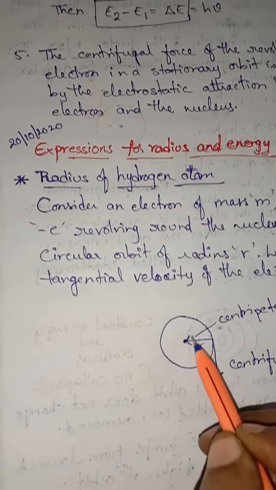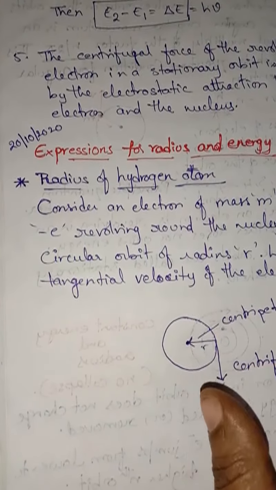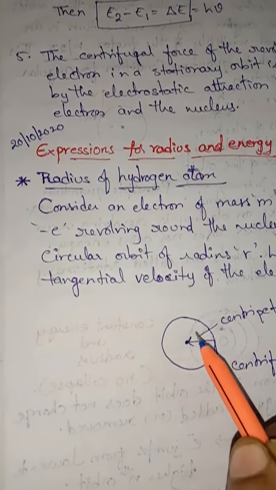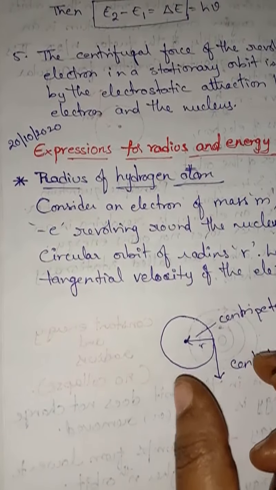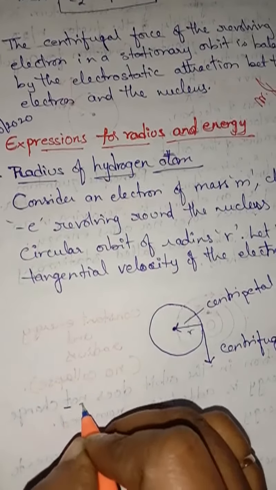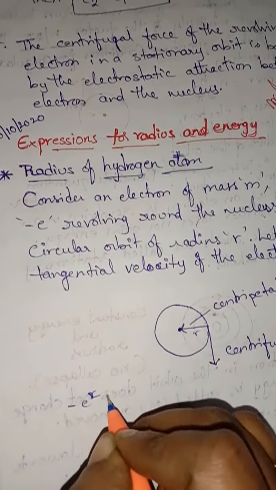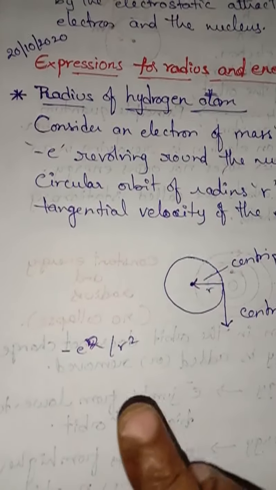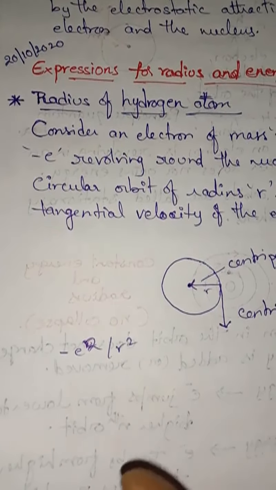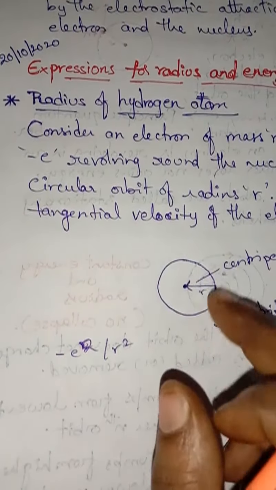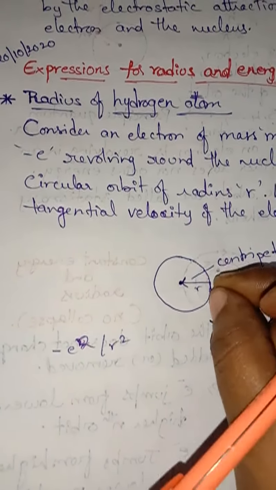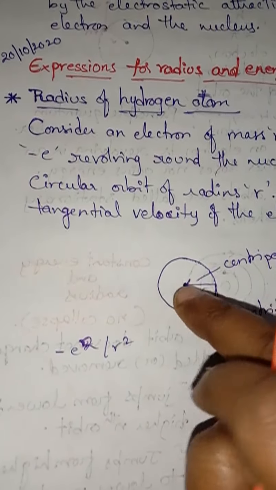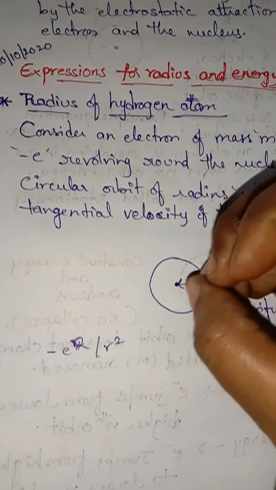Understand, children? As per Coulomb's law, the electrostatic force of attraction between the moving electron and the nucleus is minus e square by r square. Are you able to follow? This force of attraction tends to pull the electron towards the nucleus. This is a centripetal force, which tends to make the electron move towards the nucleus.